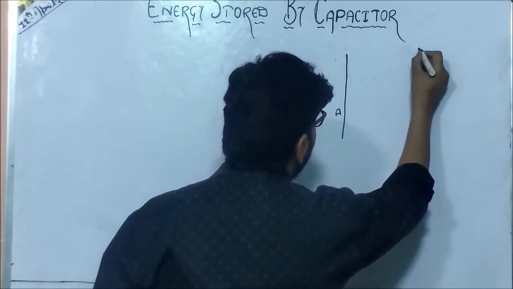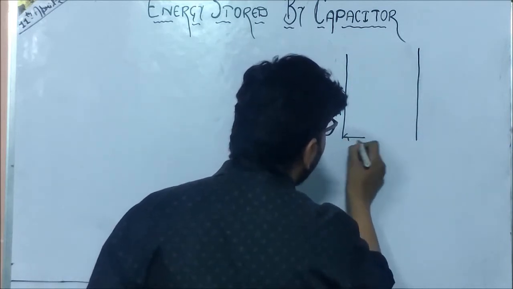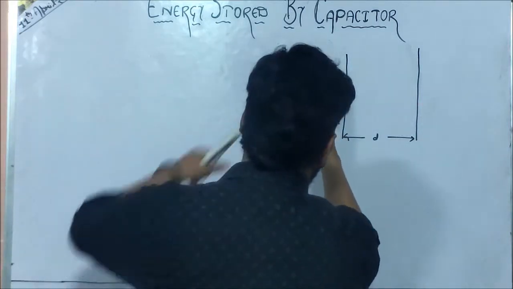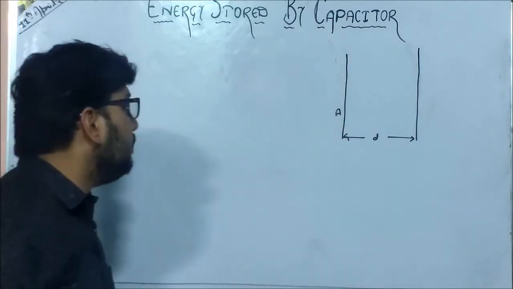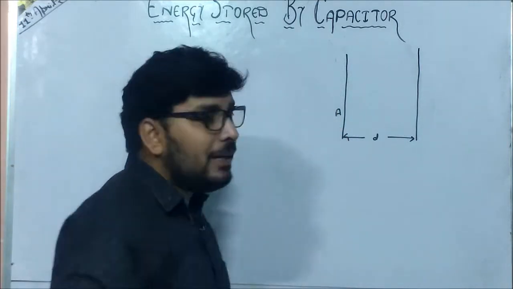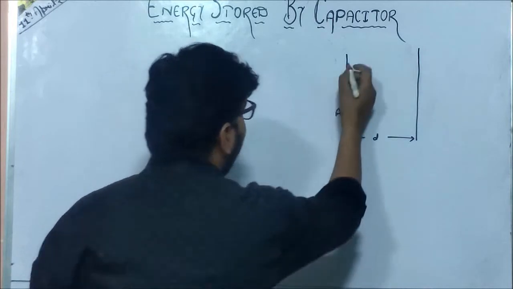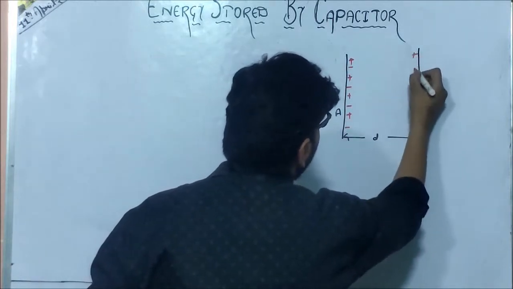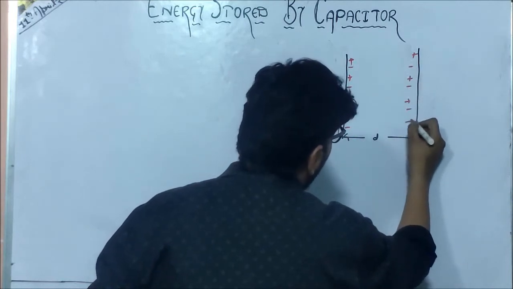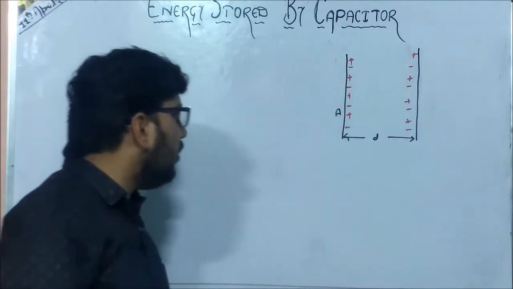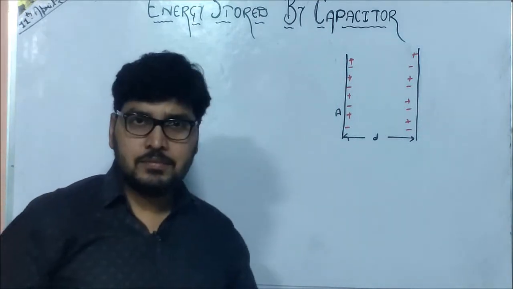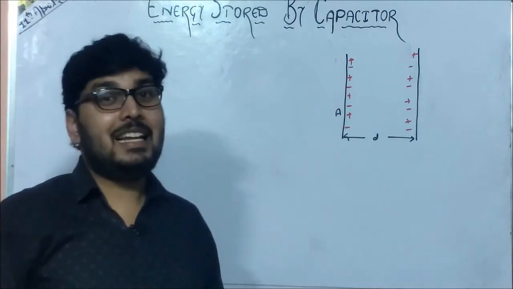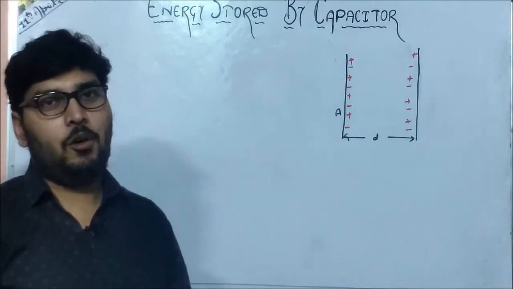and these plates are kept a small distance d apart, and these plates are kept like this, so we can see the side view of the plates. Now these plates are electrically neutral, so they are having net charge 0, meaning the number of positive charges is equal to the number of negative charges. Now can we call it a capacitor? Yes, it is a capacitor, but it is an uncharged capacitor right now.